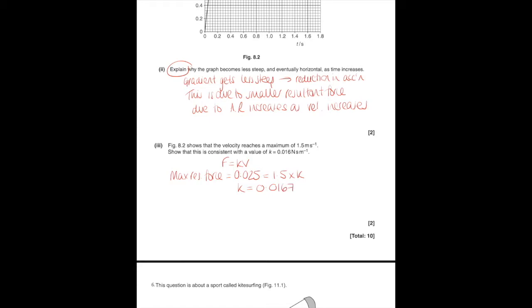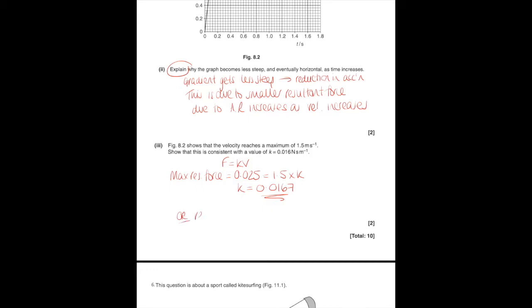of 0.0167, okay? So that is telling us that the maximum resultant force we're going to get is 0.025, and therefore the biggest value of k we're going to get is 0.016. But the fact is it is a constant, so as that resultant force reduces, the velocity is going to rise, but that value of k stays exactly the same.